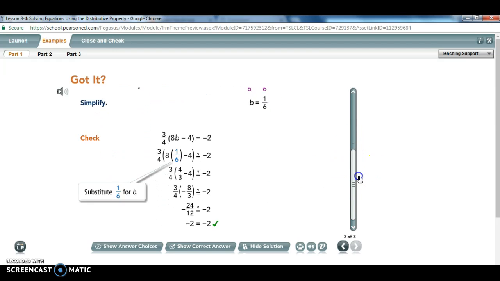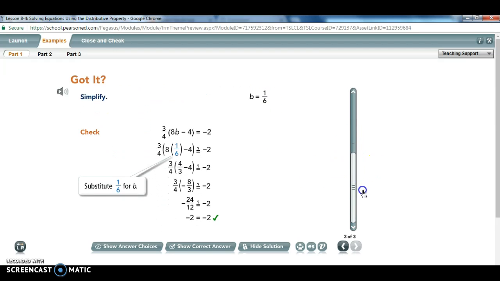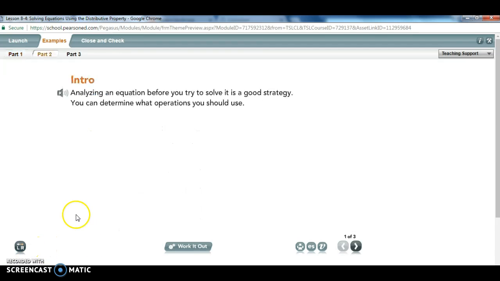You then check your answer. Like I said, that's a very important part. When you check your answer, you can pause this video if I'm going too fast, but it does check out to negative 2 equals negative 2, which is a true statement. We are now moving into part 2.